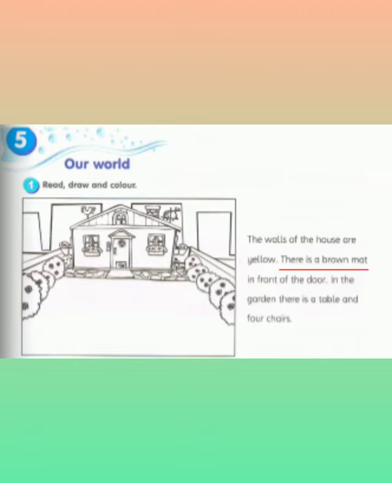There is a brown mat in front of the door. Okay, di hadapan pintu tu dia kata ada alas kaki berwarna coklat. Jadi, warnakan depan pintu warna coklat. In the garden, there is a table and 4 chairs. Okey, yang ni awak kena lukis. Baik, awak lukis di taman tersebut ada sebuah meja dan 4 buah kerusi. Okey? And now, let's look at question 2.